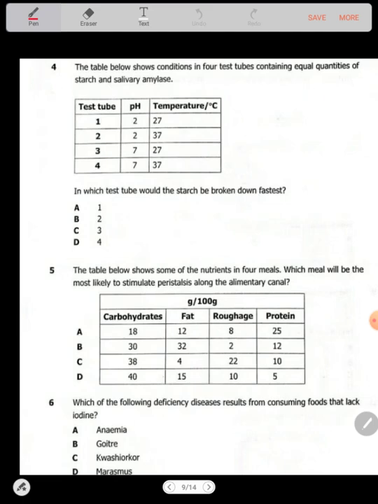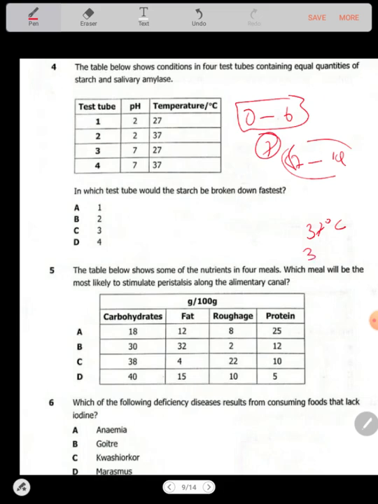Now let's go. When we look at test tube 1, 2, 3, and 4, we look at the pH. This is acidic, so it can't work here. This is acidic. Anything from 0 to 6, somewhere there, it's acidic. 7 is neutral, a bit alkaline. Then 8 to 14, mainly that's alkaline. So 3 and 4 are at a higher advantage, but look at the temperature. Enzymes work best at 37 degrees Celsius. Let me say between 36.5 and 37 degrees Celsius.